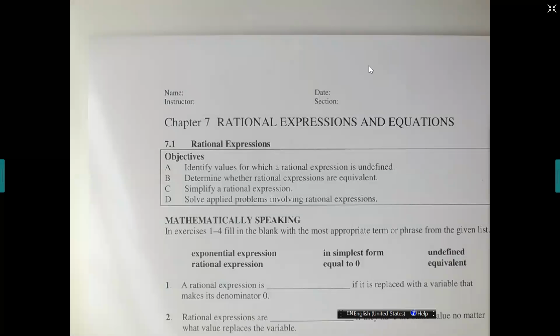Chapter 7, we are going to move on to the rational expression and equations. This is actually not very new to us because what we have done in pre-algebra, we learned a lot how to deal with fractional numbers. And now we are going to move on to a new expression. So it still has a numerator and a denominator, which means we have a bar here.